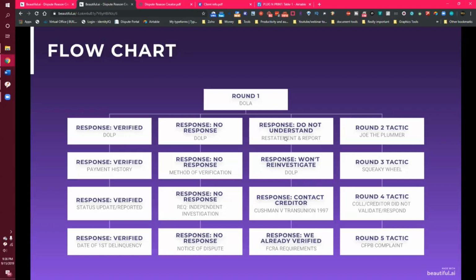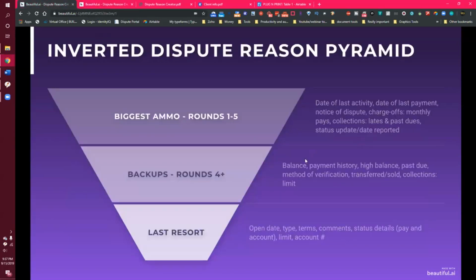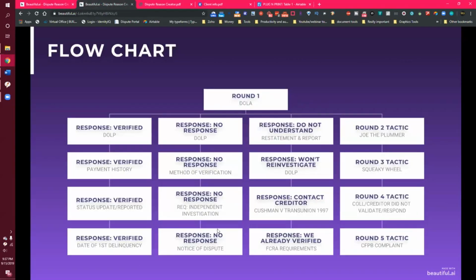So when they come back and say, we won't reinvestigate, this is very, very simple. You need to look at the paper where it says, unless you have new and relevant information. Okay, well, guess what? New and relevant information is a new dispute reason because you have not used it before. So you're very simply going to go and choose a new dispute reason because it is new and relevant. So now you're going to data loss payment.